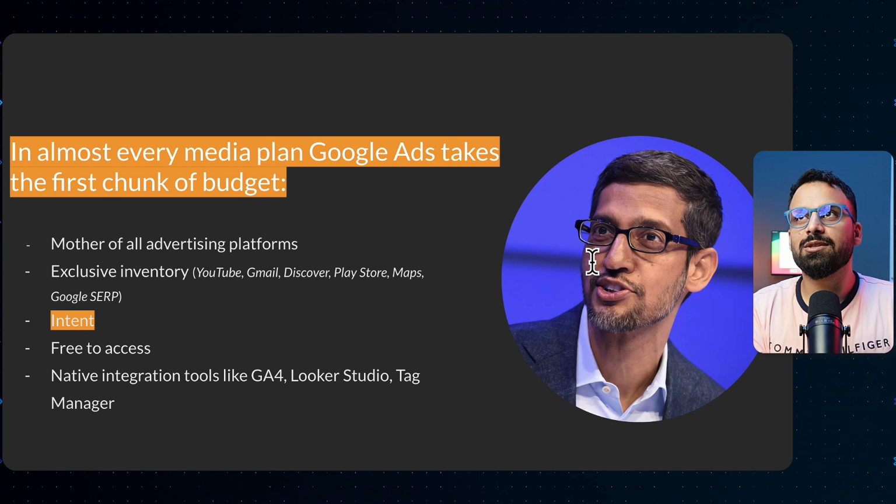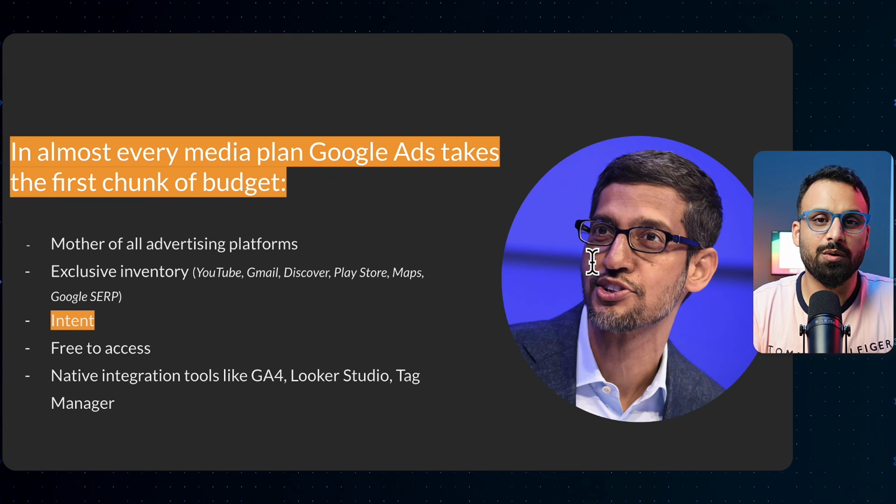The second reason is Google has some exclusive inventory. When I say exclusive inventory, it means that if you want to run your campaigns on YouTube, if you want to show your ads on YouTube, you can only do that through Google Ads. There's one more platform actually, called DV360, which is again owned by Google, that has access to YouTube as well. And the same thing with Gmail ads. The ads you see in the Play Store, if you go to the Play Store and search for an app, the ads you see on the top can only be run using Google Ads. And the same thing with Maps and the Google search engine result page.